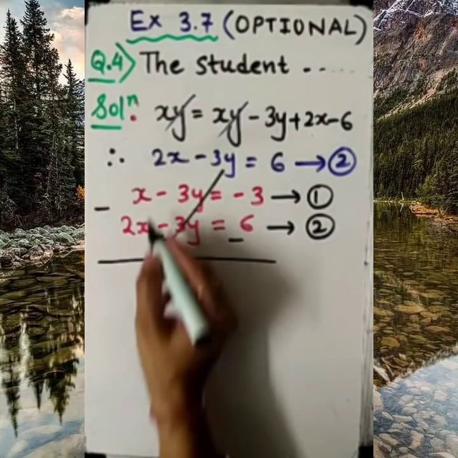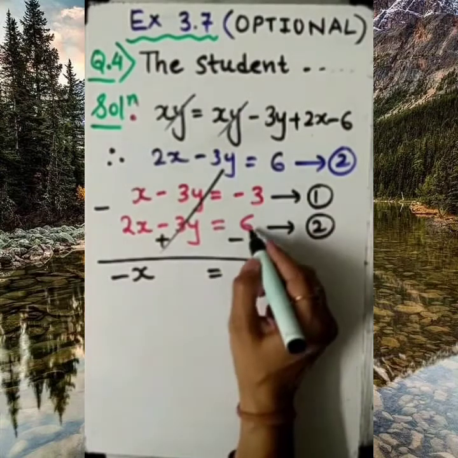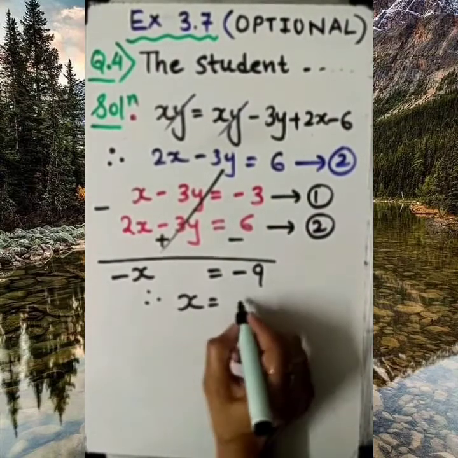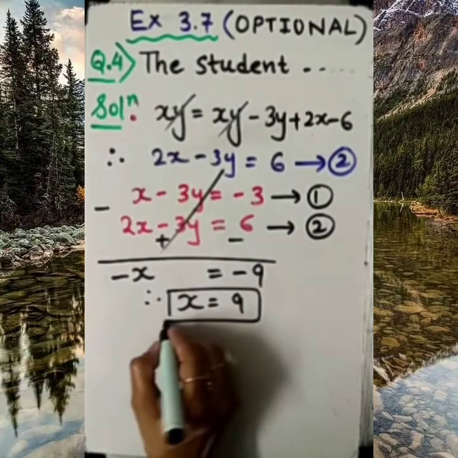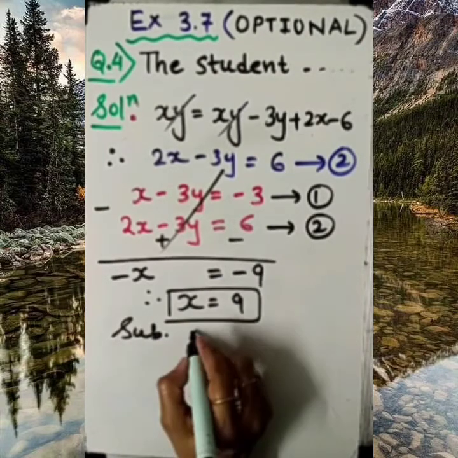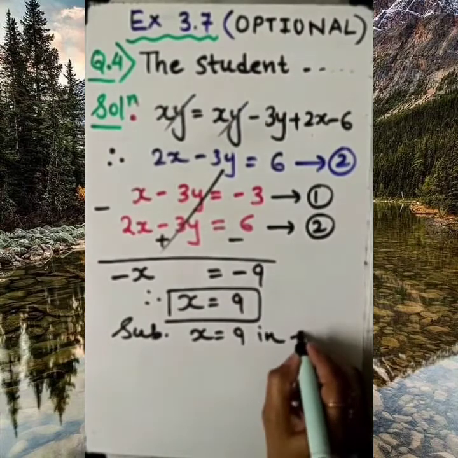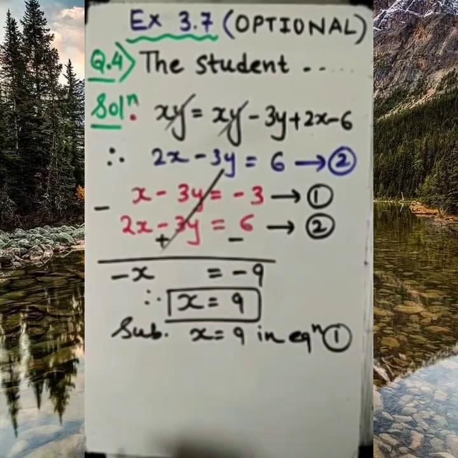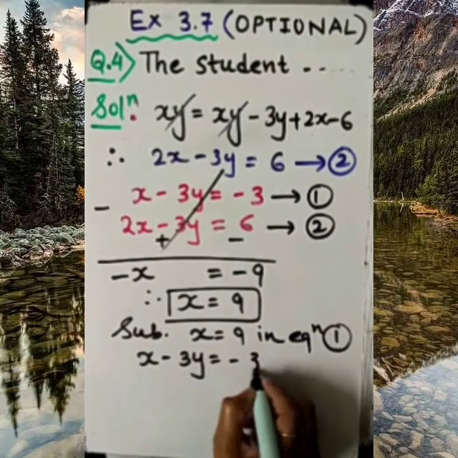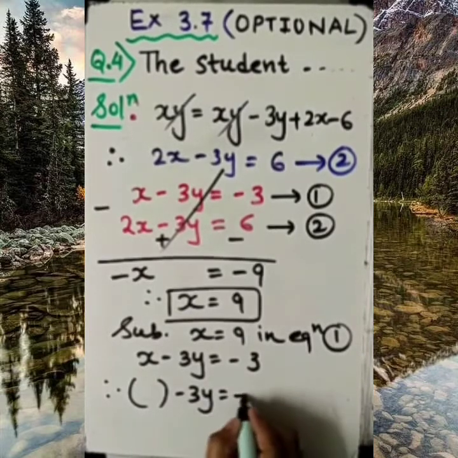Okay, this will be cancelled. So here x minus 2x is minus x, and minus 3 minus 6, same sign, addition, minus 9. Therefore, x equal to 9. The value of x we got is 9. Now substituting x equal to 9 in equation number 1. Right? Our first equation is x minus 3y equal to minus 3. Therefore, in place of x, I am writing the value 9.